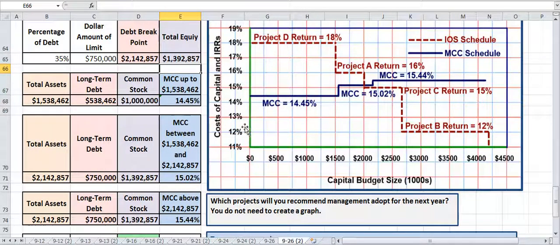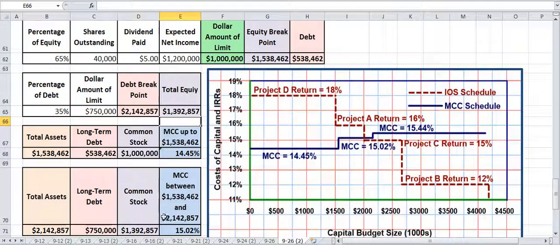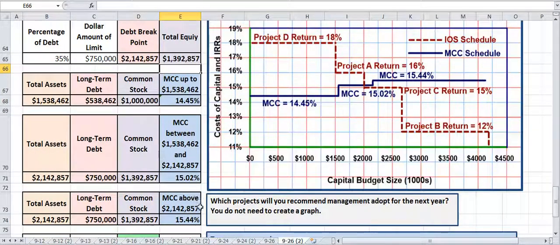So we're looking at before the equity break point right here, and then in between the equity break point and the break point for debt right here, and then above the debt break point right here. And so you can see those break points in the graph: 14.45, 15.02, and 15.44. So this is the cost of our debt as we invest more and more money.